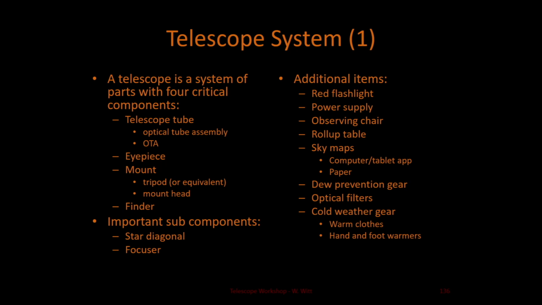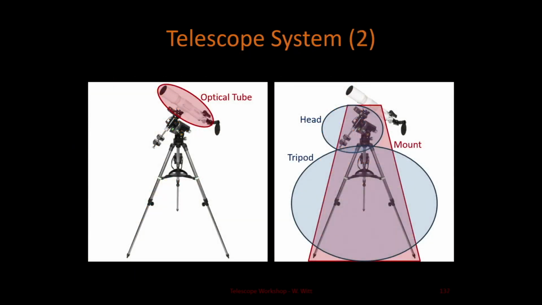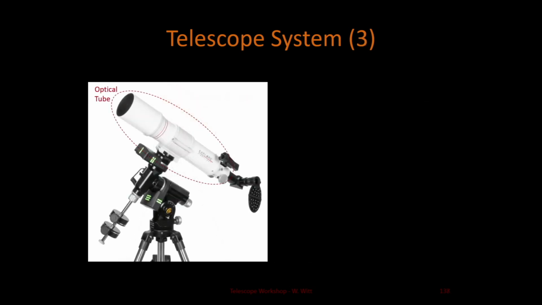Then there are some subcomponents worth mentioning that we'll touch on: star diagonals and focusers. And there's a whole bunch of additional stuff that you may need to go out and observe. So we want to make sure that you think of these things as you're putting together your telescope kit, and we visit these at the end a little bit more as well. But just to put this all into context: optical tube, mount with head and tripod. And then here, eyepiece and finder. And then here are the focuser and the star diagonal we'll just touch on as well.